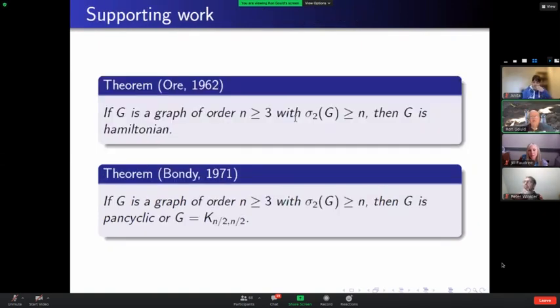If you think back to Ore's theorem in 1962, that if sigma 2 is at least n, then G is Hamiltonian. In '71, to support his meta-conjecture, Bondy showed that if sigma 2 is at least n, then G is pancyclic, or it's the complete balanced bipartite graph. So there's his family of exceptions.